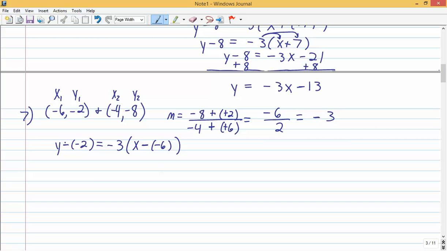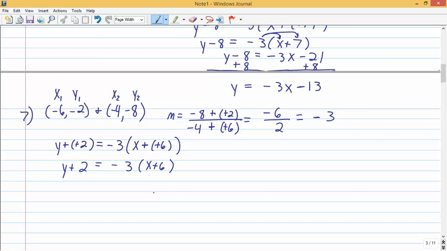Anywhere you have minus and negative, put plus, positive. So I have y plus 2 equals negative 3 times x plus 6. Now don't leave your answer like that. Again, don't leave your answer like that. If you look down there, that is one of the answers.